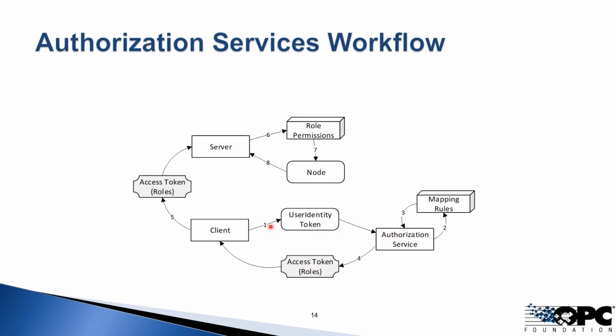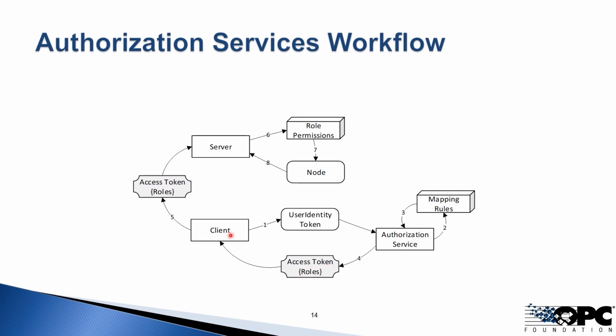And with that user identity token, the authorization service will check the mapping rules that it has, or that some underlying system might have, and come up with an access token. The access token is not too much different than the user identity token, except it very explicitly has the list of roles that are granted to that user, based on knowledge of the roles the server will accept.